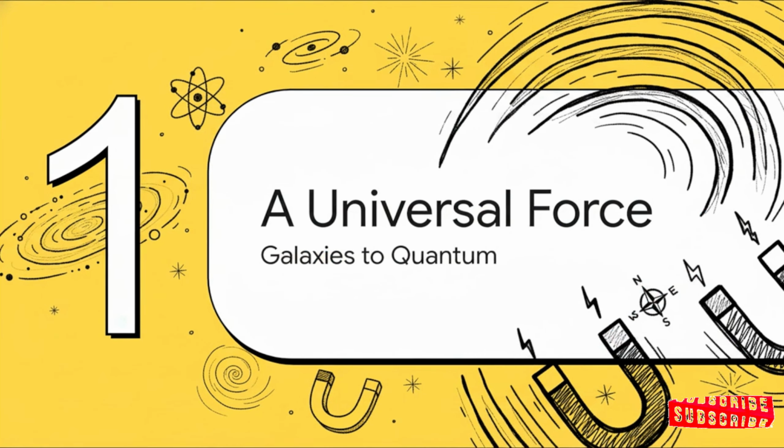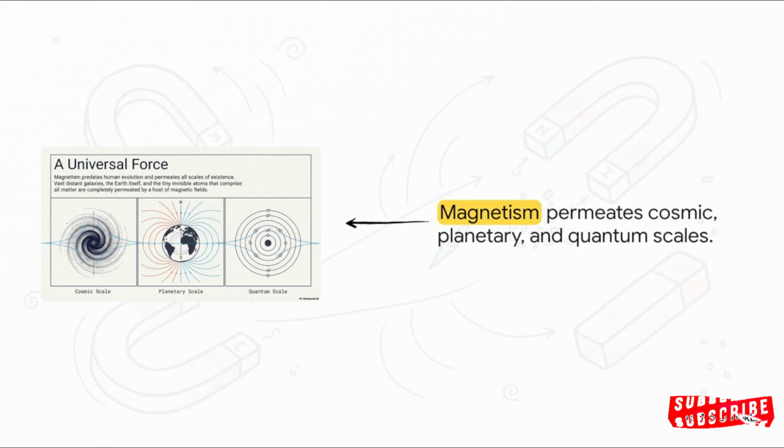Section 1. A universal force. From galaxies to quantum scales. To truly grasp magnetism, we first have to recognize it as a grand, inescapable property of literally all matter. What's so fascinating here is seeing how these fields permeate absolutely everything.